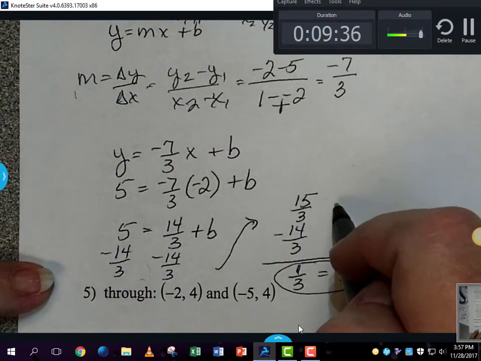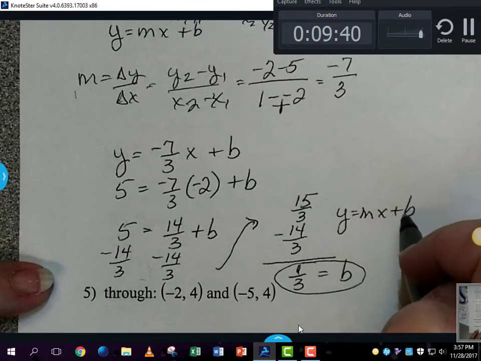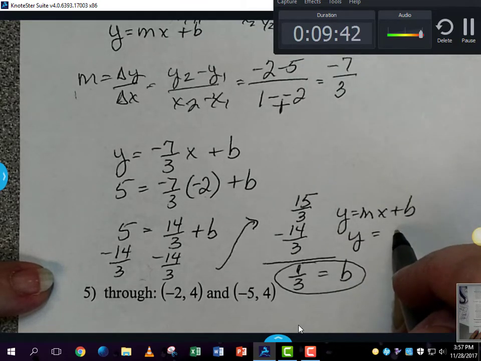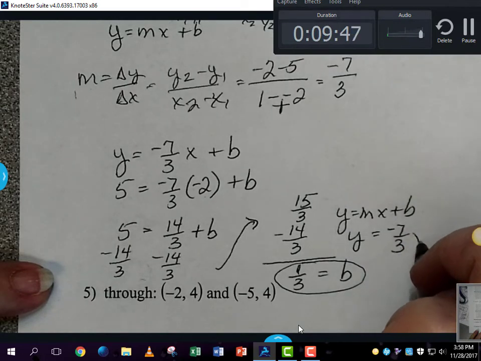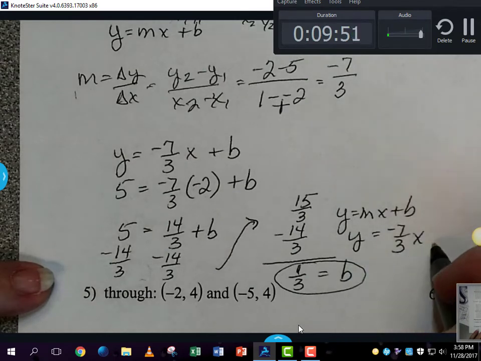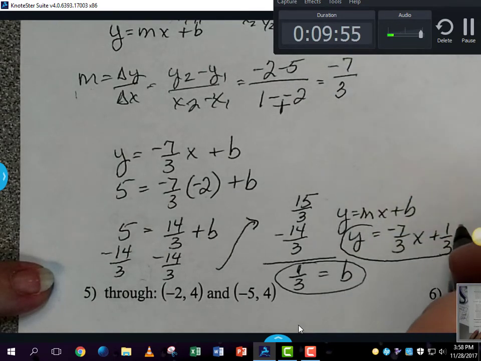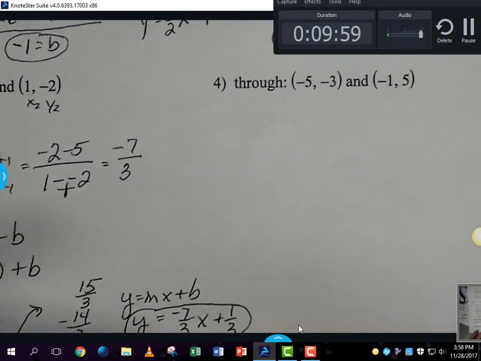Okay, so putting it all together, I have y equals mx plus b. I have y equals, my value of m was negative 7/3. Don't forget your x, and my b value was 1/3. And there's what we're coming up with. Okay, number 4.